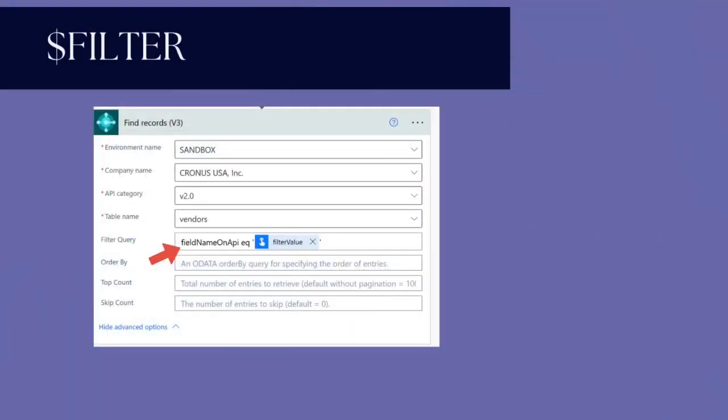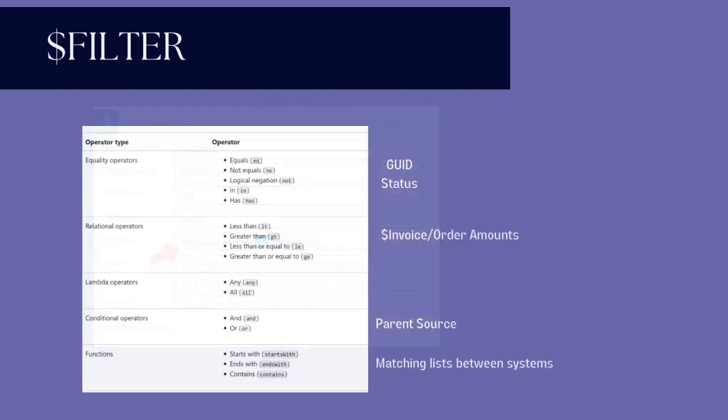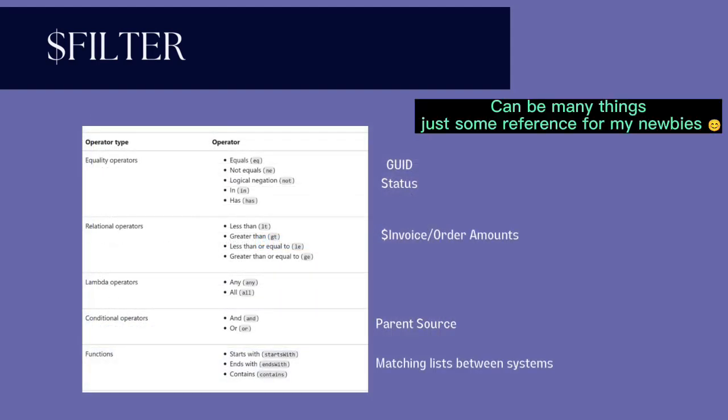Let's talk a little bit on how to use the filter query inside of the Find action. So you're going to use your OData syntax. Typically, you will see something like a field name equals a filter value. A lot of times this will be a GUID. You'll see that we're using the EQ for equals, and then there are also single quotes around the part that you're filtering. Here you'll see a list of the OData filters that you can use.